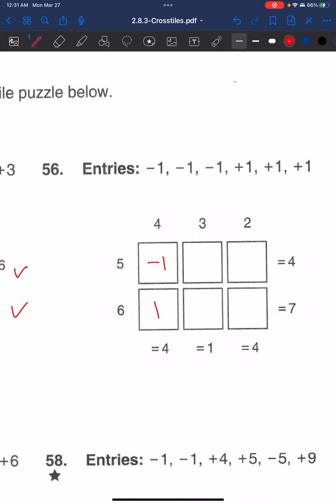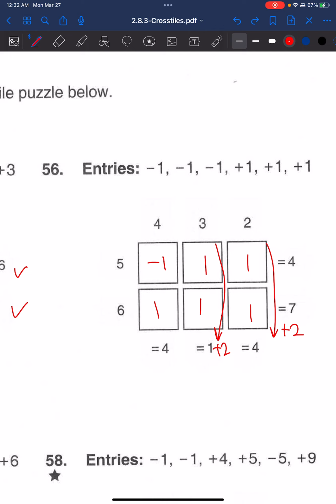To get from 3 to 1, we need to add 2. And so the only combination is 1 and 1. Now, to get from 2 to 4, we need to add 2. And so we're also going to need 1 and 1. But look, now we've used 5 ones, which doesn't make sense, since we only have 3 ones available.